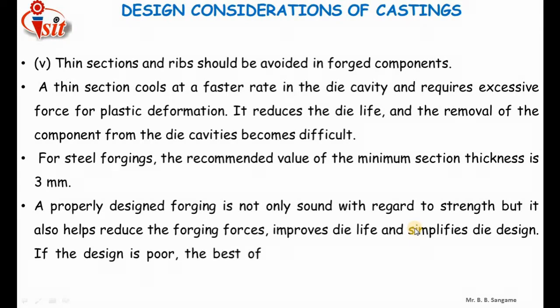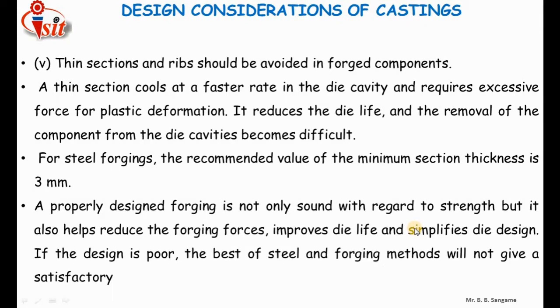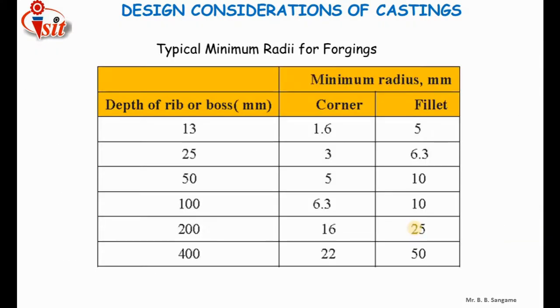A properly designed forging is not only sound with regard to strength, but it also helps to reduce the forging forces. It improves the die life and simplifies the die design. If the design is poor, the best of steel and forging methods will not give a satisfactory component. So these are the typical minimum radii for forging, for the depth of rib or boss, and corner and fillet radius. The minimum corner and fillet radius is provided here, as you can observe.